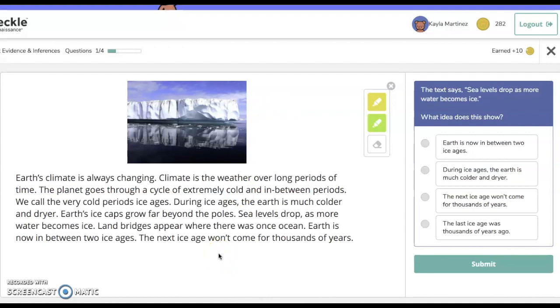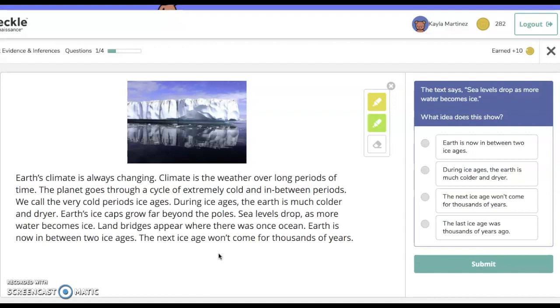Earth's climate is always changing. Climate is the weather over long periods of time. The planet goes through a cycle of extremely cold and in-between periods. We call the very cold periods ice ages. During ice ages, the Earth is much colder and drier. Earth's ice caps grow far beyond the poles. Sea levels drop as more water becomes ice. Land bridges appear where there was once ocean. Earth is now in between two ice ages. The next ice age won't come for thousands of years.